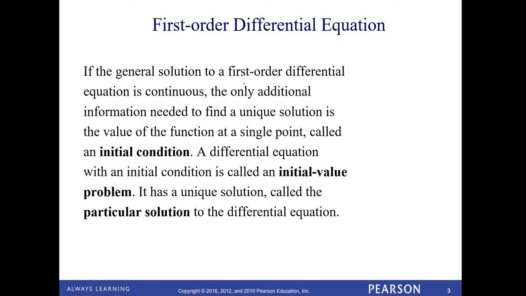If the general solution to a first-order differential equation is continuous, the only additional information we need to find a unique solution is the value of the function at a single point, called an initial condition. A differential equation with an initial condition is called an initial value problem, and it has a unique solution called the particular solution. So we have general solutions with our plus c, and then particular solutions with an initial condition.